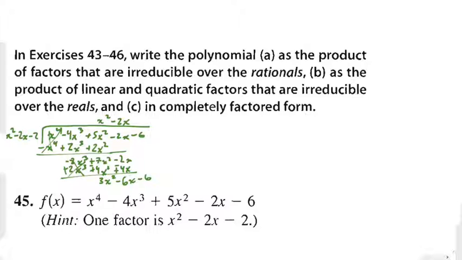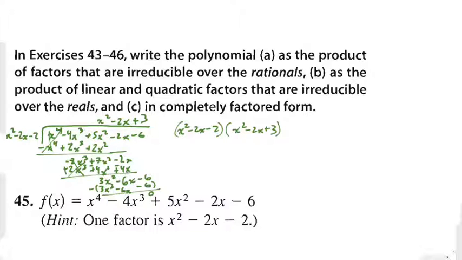If I take this first term divided by x squared, I get a 3. So I'm going to go plus 3. Everything should work out nicely. So you have 3x squared, negative 6x, and then negative 6. Those are exactly the same, so we subtract those and get 0. So that means we have x squared minus 2x minus 2 times x squared minus 2x plus 3.